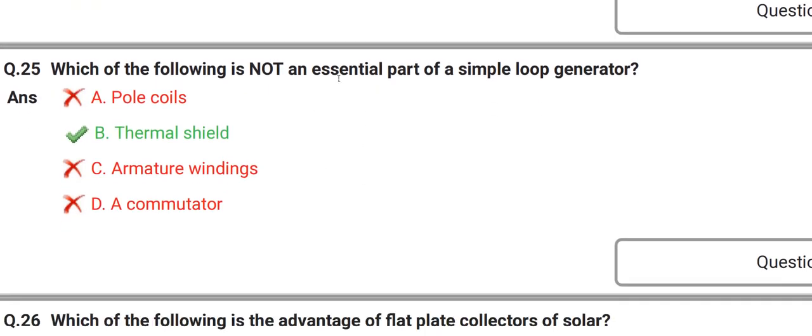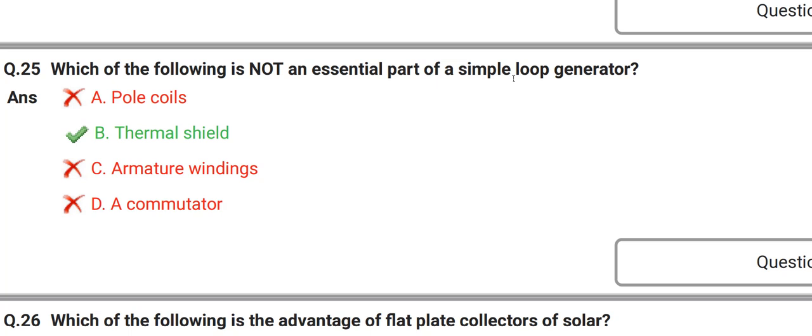Which is not the essential part of the simple loop generator? So you absolutely know that the simple loop generator is a basic concept of the DC generator. In this, a conductor is placed between the magnetic poles, and the magnets may be permanent magnets or electromagnets. So pole coils should be there, armature windings, commutator and brushes are there. The thermal sheet is not available in the simple loop generator.